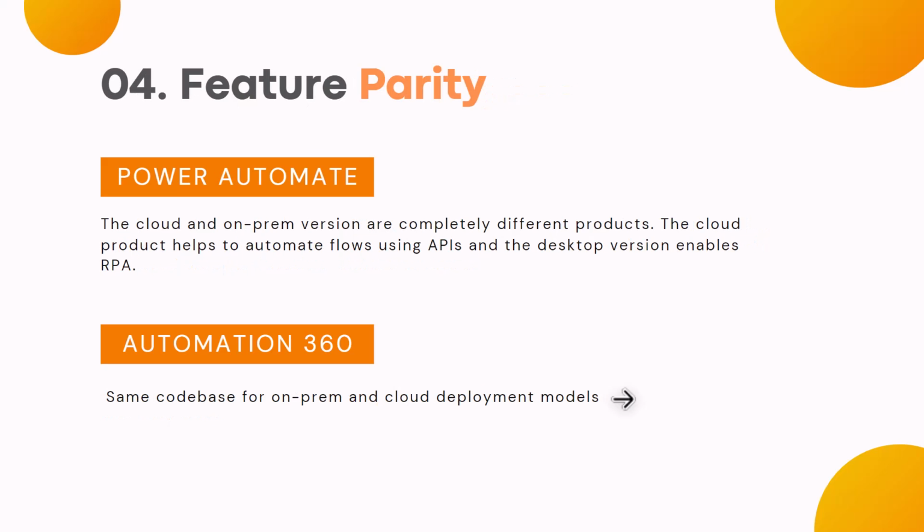Coming to feature parity. In Power Automate, the cloud and on-prem versions are completely different products. The cloud product helps to automate flows using APIs and the desktop version enables RPA. Whereas in Automation 360, we have the same code base for on-prem and cloud deployment models.